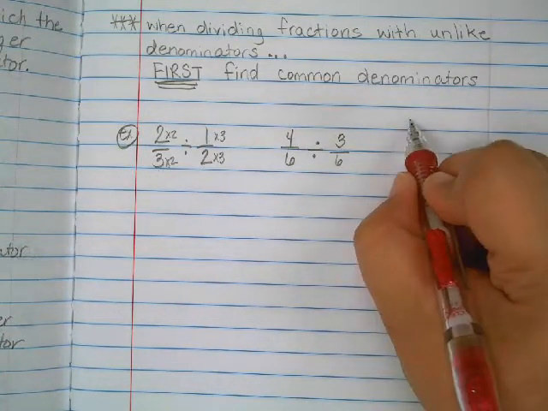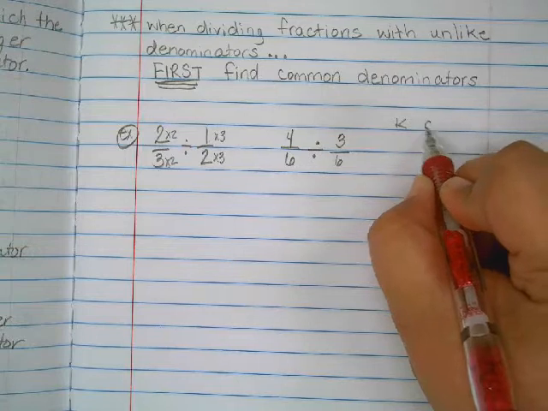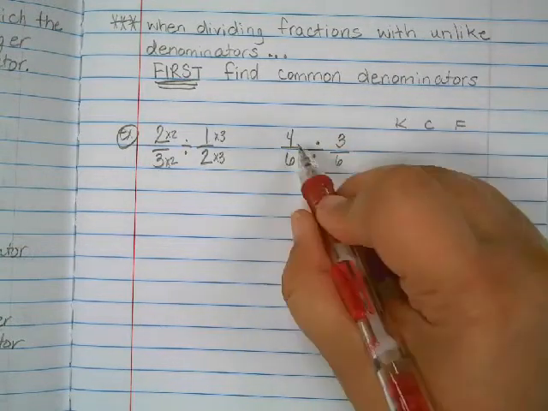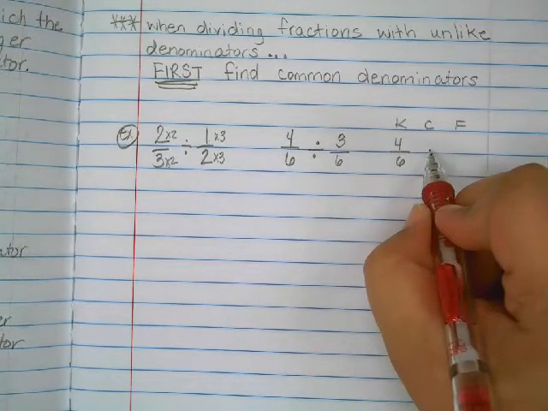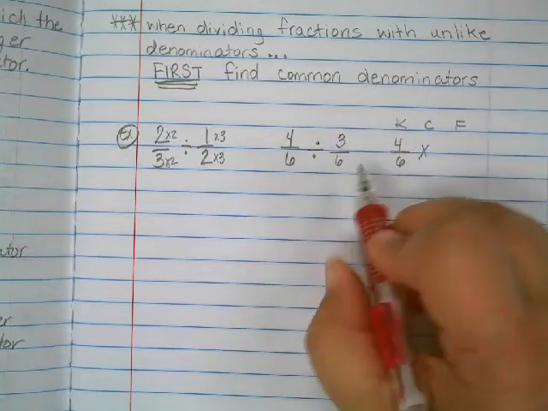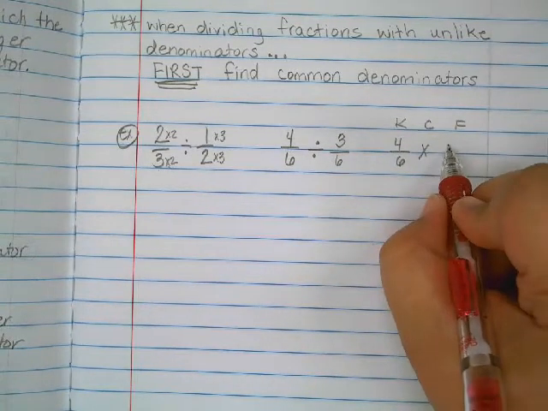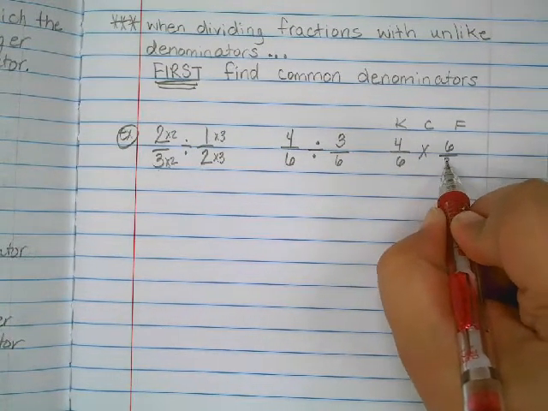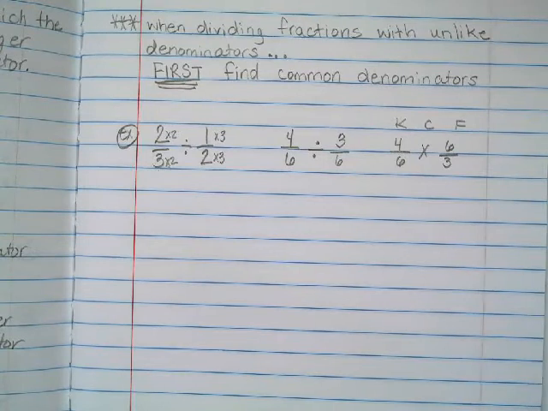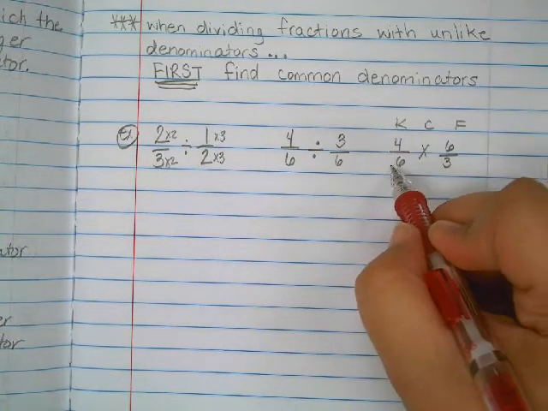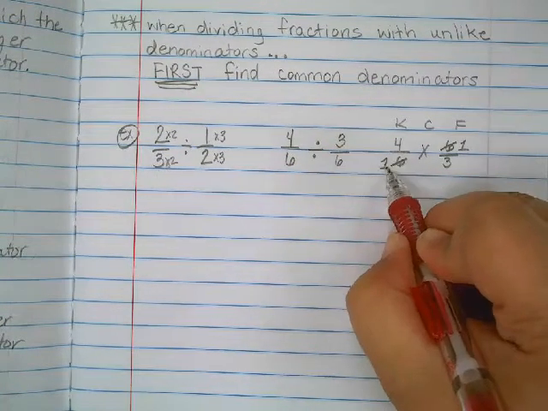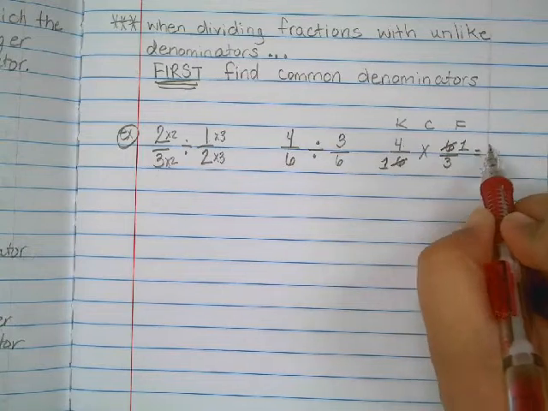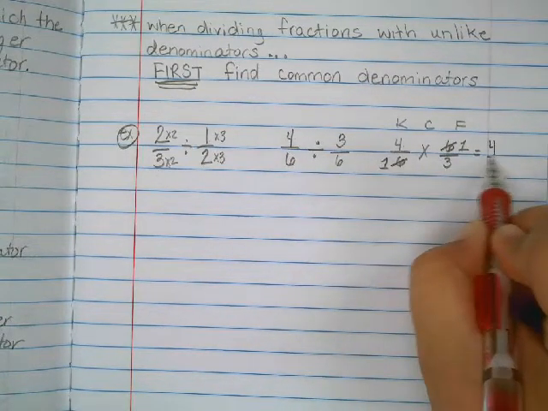So then I'm going to do my keep, change, flip. So I'm going to keep my 4/6. I'm going to change my division to multiplication. And I'm going to flip to my reciprocal, which is 6/3. And if you remember in yesterday's lesson, we did cross cancel. So my 6s can both become 1s. So 4 times 1 is 4. 1 times 3 is 3.